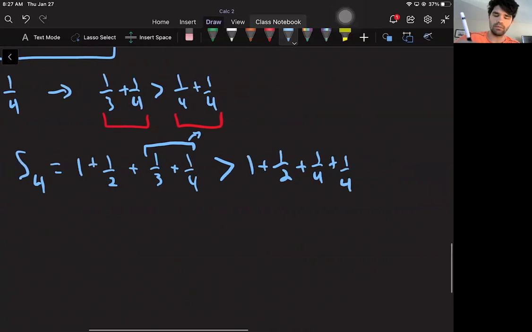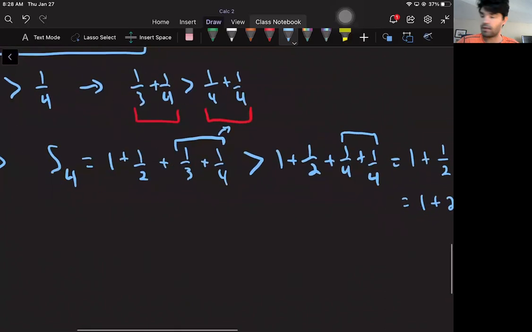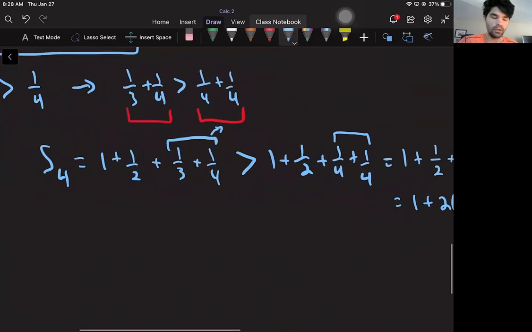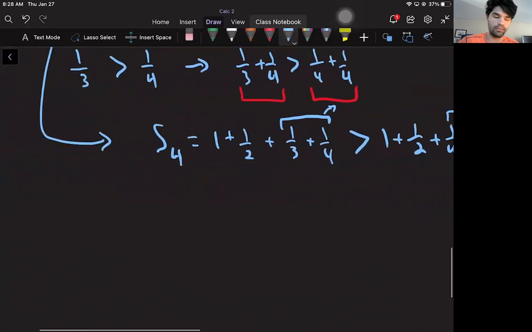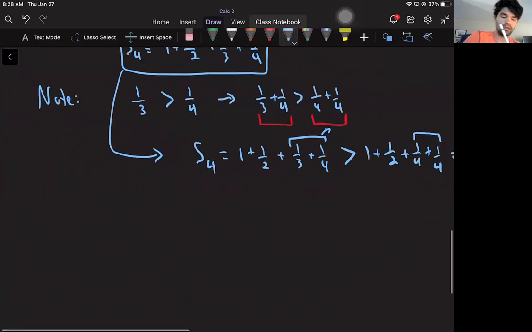So then what I want to do is write this as 1 plus, okay, so what's a fourth plus a fourth? That's a half. So this is actually 1 plus, I want to think about it as 2 halves. Okay, this is the pattern we're going to establish for all of the powers of 2. So the next power of 2 is 8. So that was S4. Now we're going to look at S8.